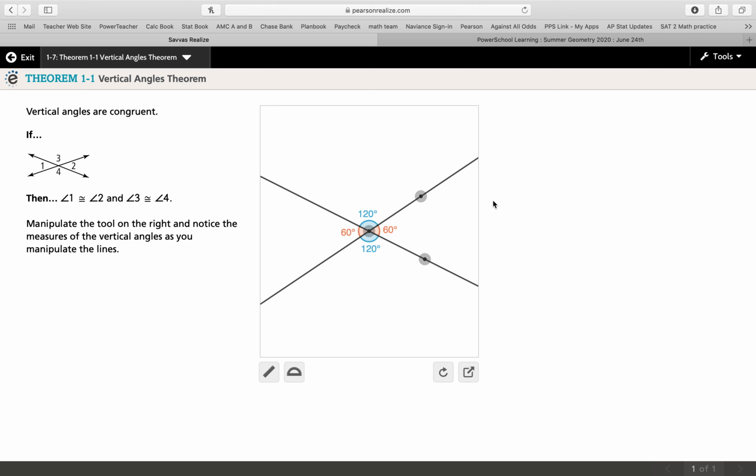The first theorem we're looking at is the vertical angles theorem. The vertical angles theorem says that if I have two lines that cross, like you see here, or like you see here, then their vertical angles are congruent. For example, angle 1 is congruent to angle 2, and angle 3 is congruent to angle 4. So if you look at the image, you see that this is 120, and this is 120, and this is 60, this is 60. And of course, I can move these around, and you can see that the vertical angles theorem holds true no matter what the angles are.